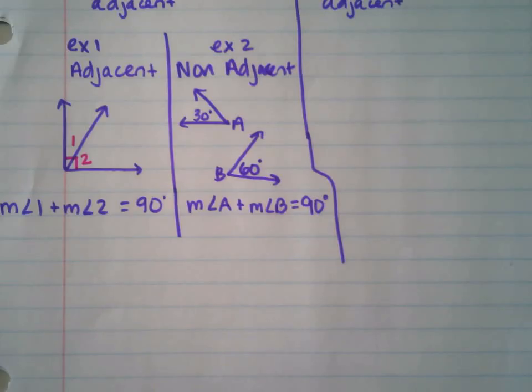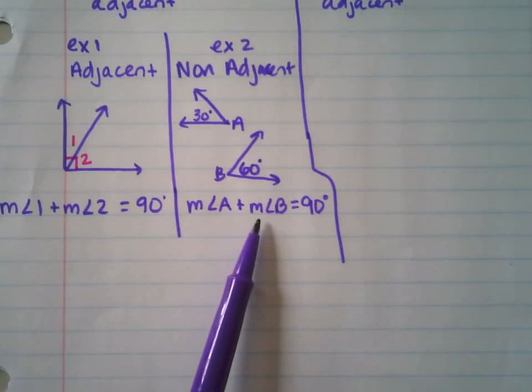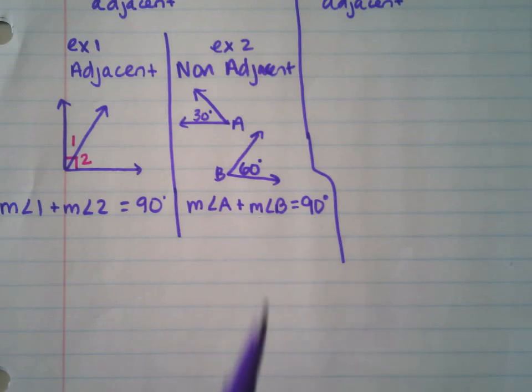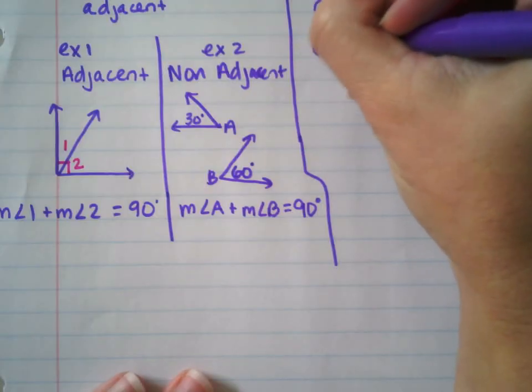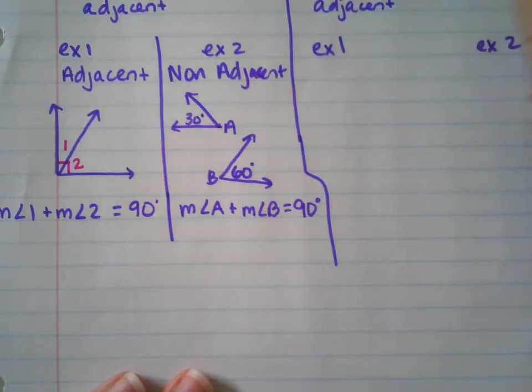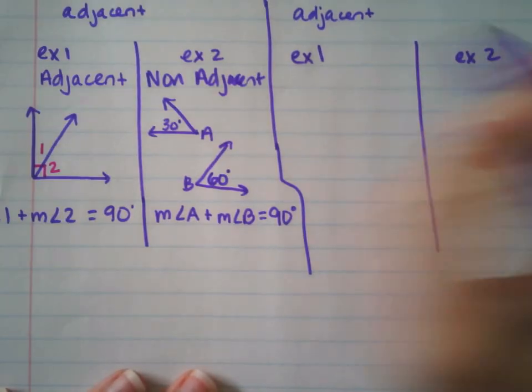Right, so make sure, again, that you're using the correct notation. When we're talking about measures of angles, we're putting M's in the front of the angle symbol. Okay, that's important. We talked about that on Tuesday, too. We want to make sure all of our notation is correct. Right, example 1 and example 2 for our supplementary.